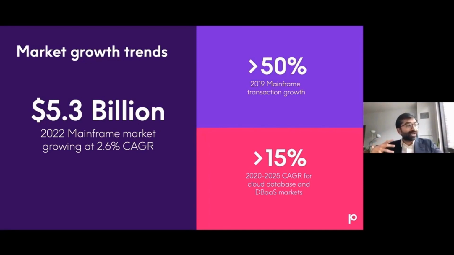Now, if you look at that colliding, say, with what's happening in the cloud space, the cloud database or the database as a service markets, those markets are growing faster than the mainframe market, say just 15%. But I think a key thing to keep in mind here is the center of gravity is continuing to shift.